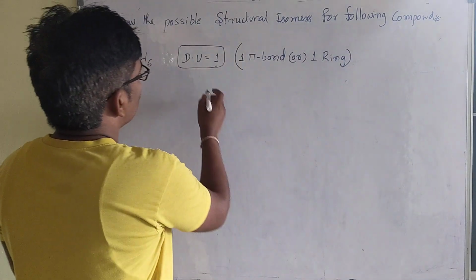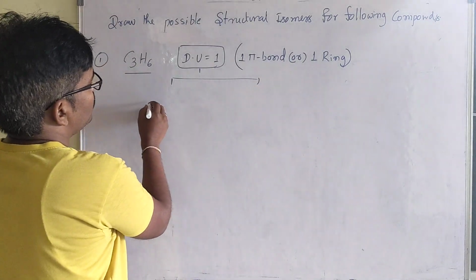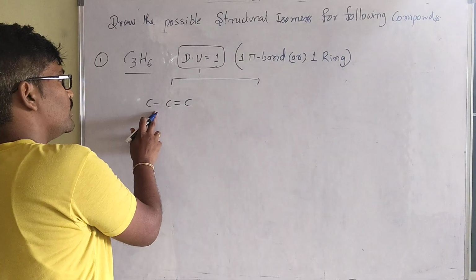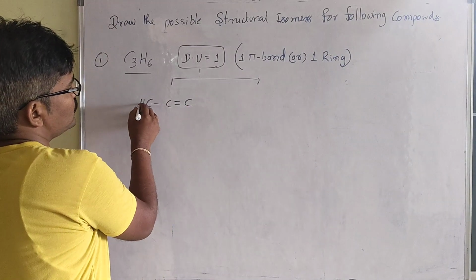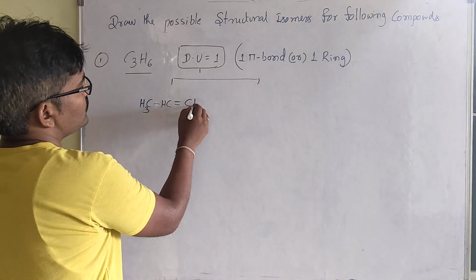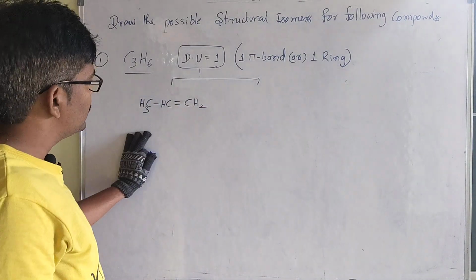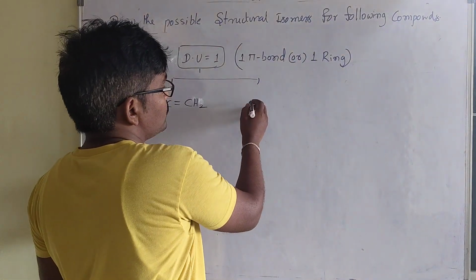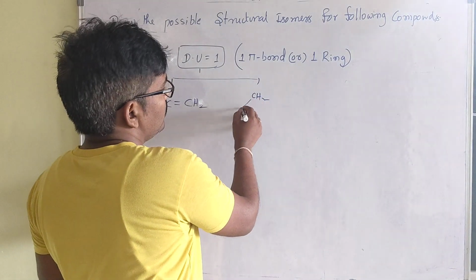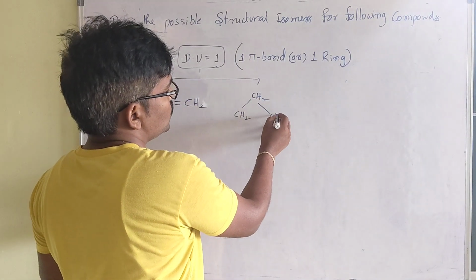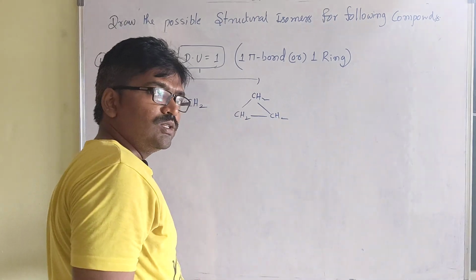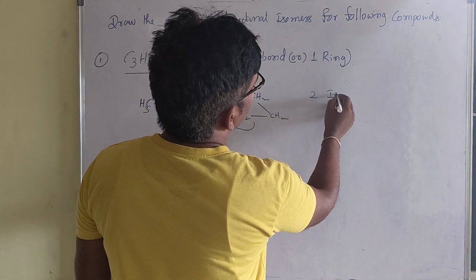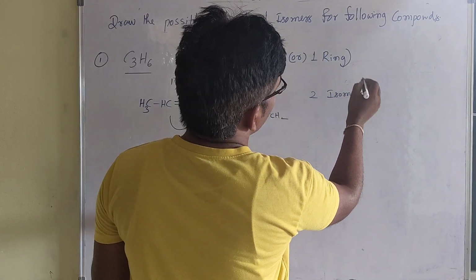So 2 structures. One is 1, 2, 3 carbons, with one pi bond placed here, or placed here, it becomes the same molecule. Then CH3, then H, then CH2, right? CH3, CH2, right? Then one more molecule. And in case a ring is possible, yes, CH2, then CH2, then CH2, right? So like this is possible. So total structural isomers, how many are possible? 2 isomers are possible.